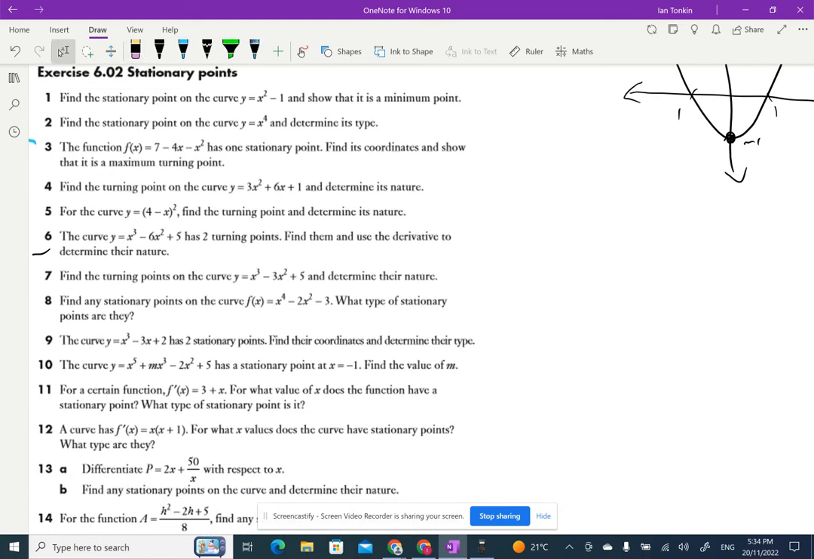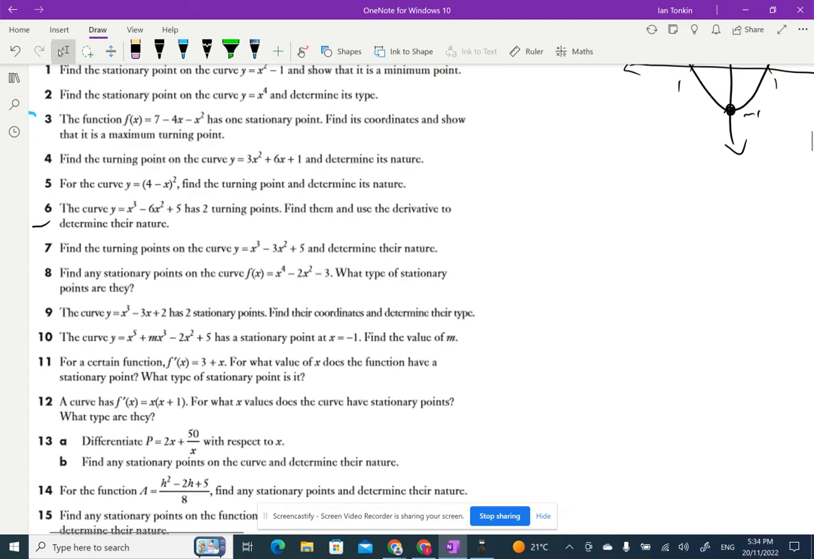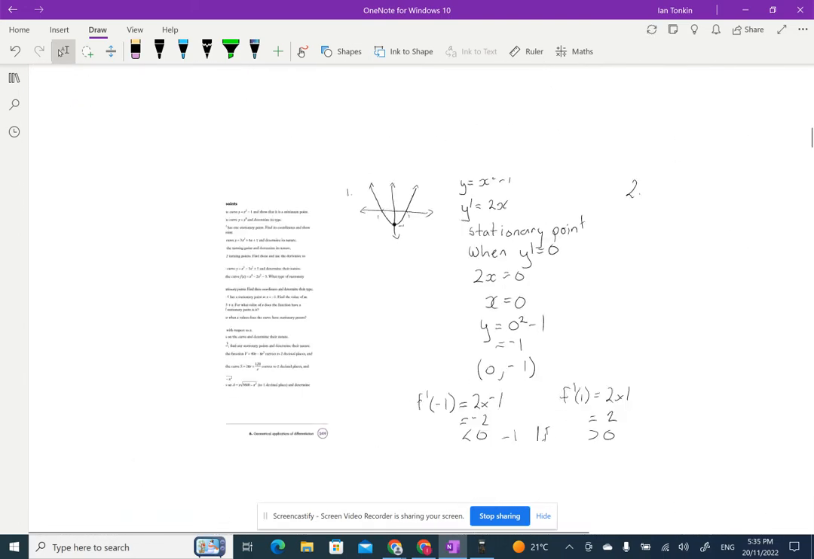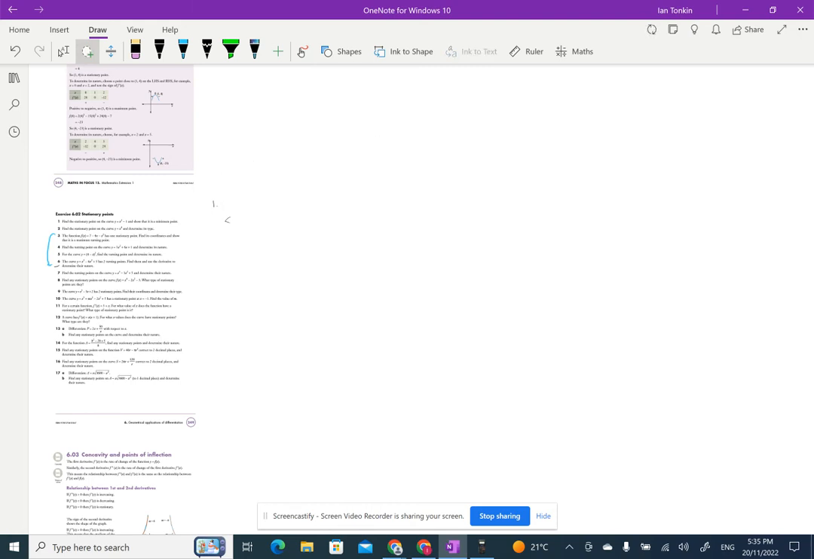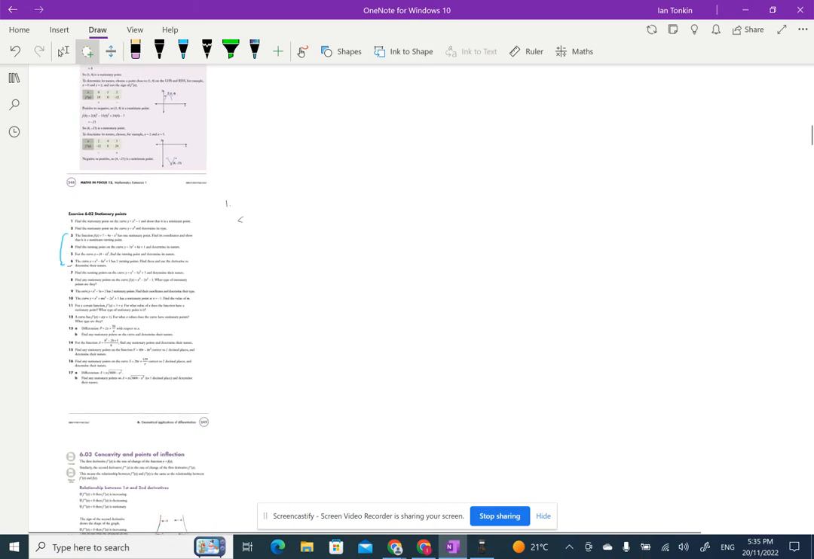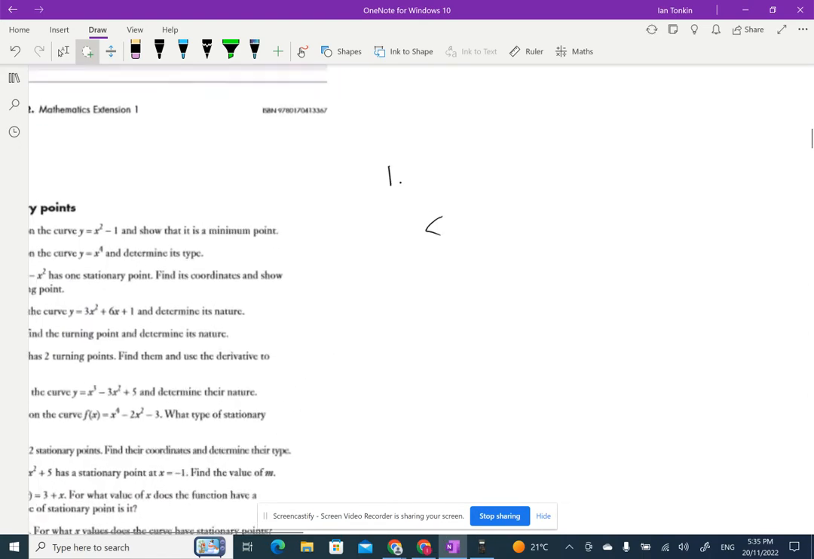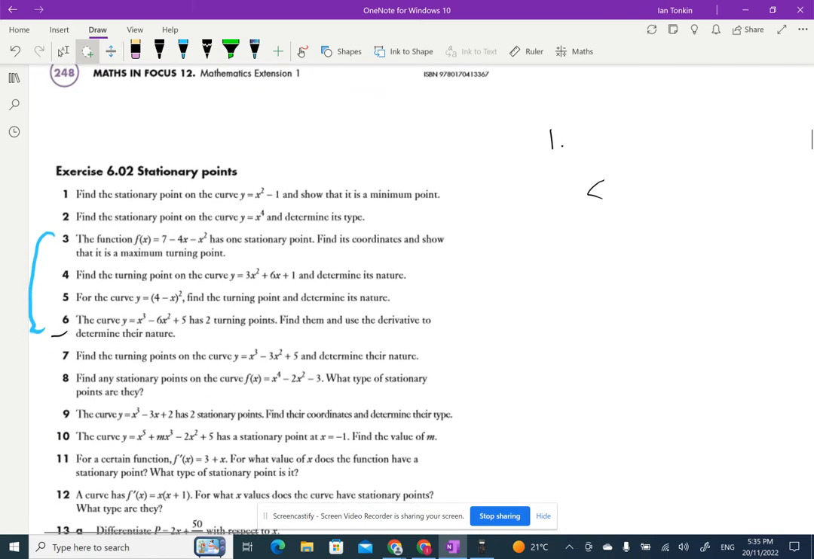Now, question 6, y equals x cubed minus 6x squared plus 5. So now that we've done those ones, I'll just get rid of them. And I'll jump in here and we'll go to question 6. So, question 6: y equals x cubed minus 6x squared plus 5.